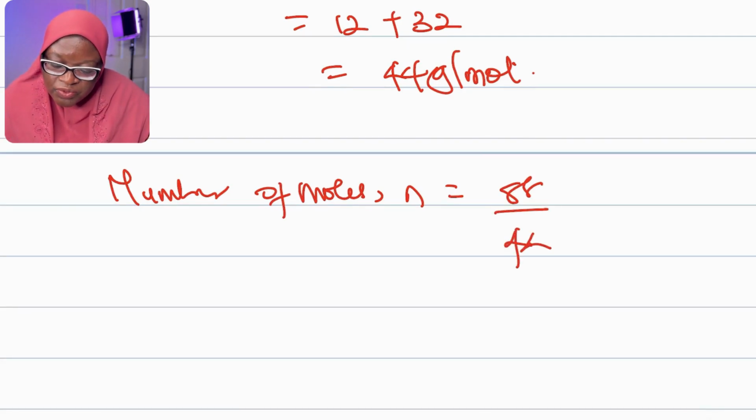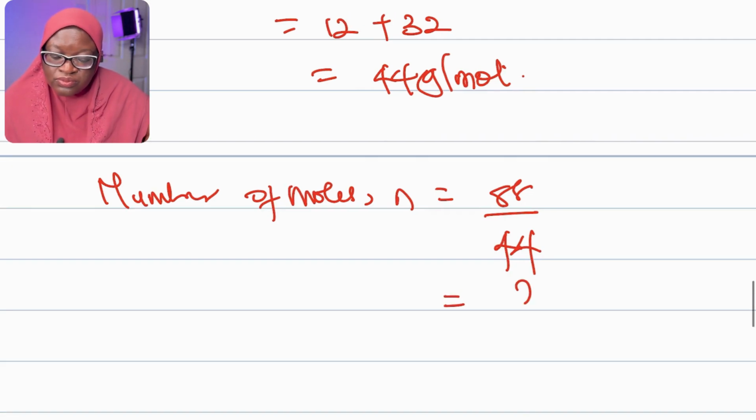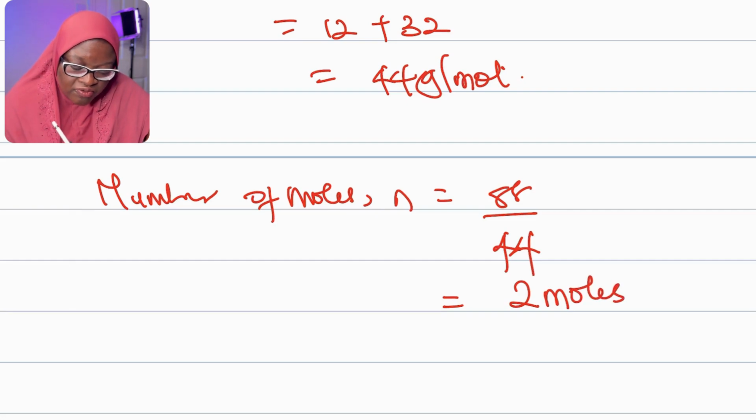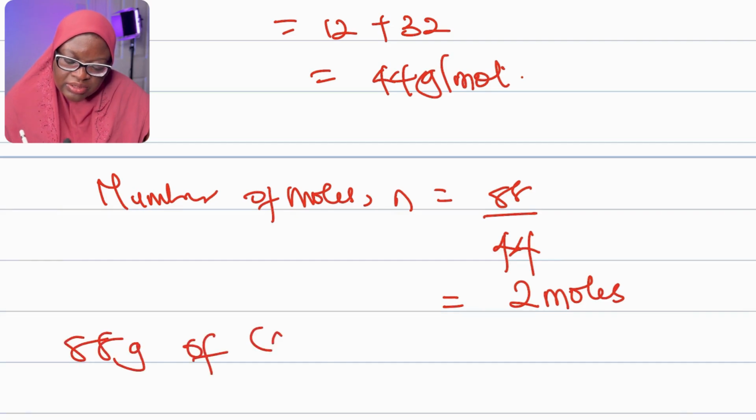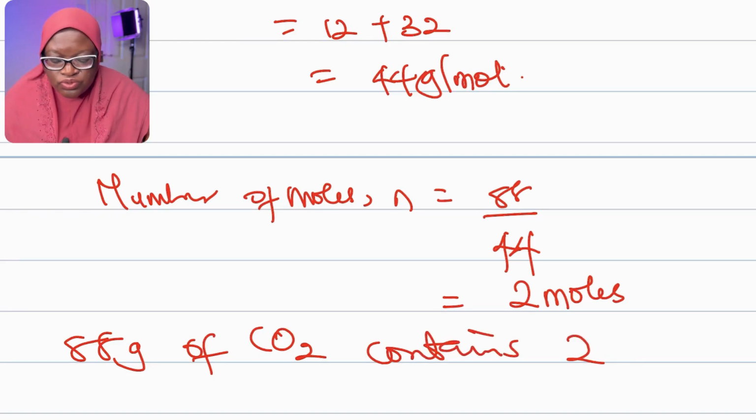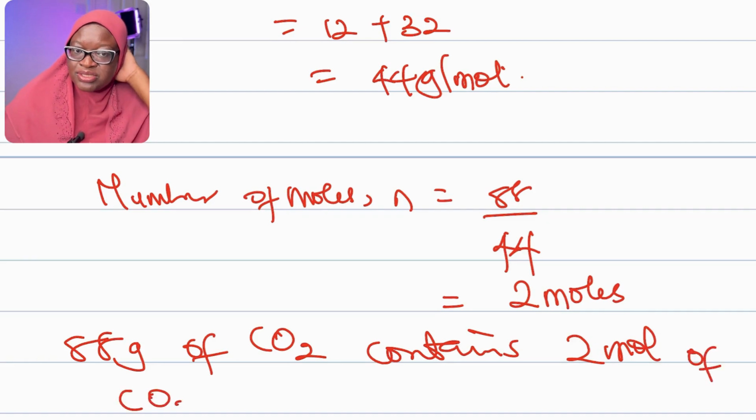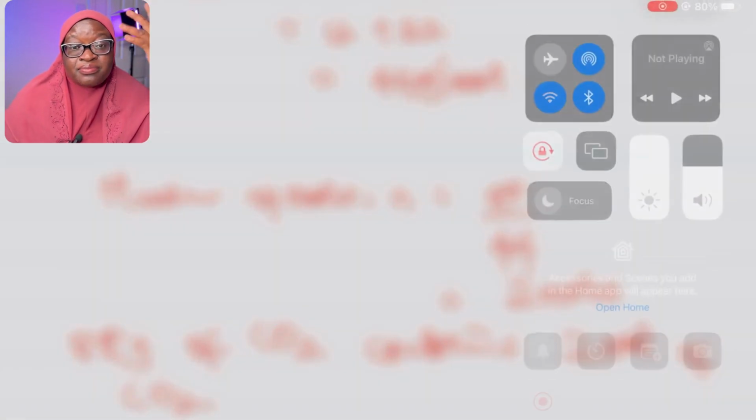And then that would be what? 2 moles. So we can conclude that 88 grams of CO2 contains 2 moles of CO2. Number of moles is mass divided by the molar mass.